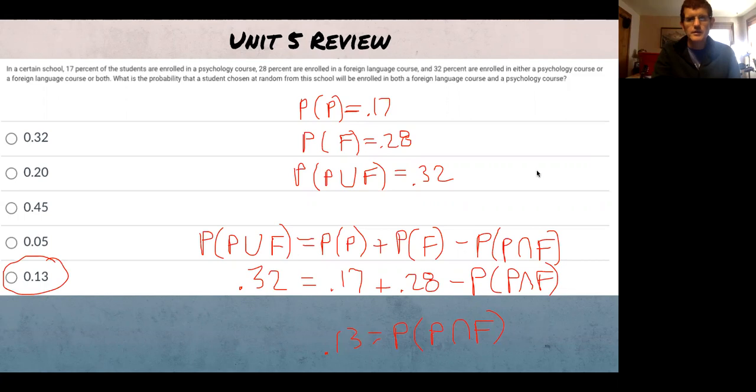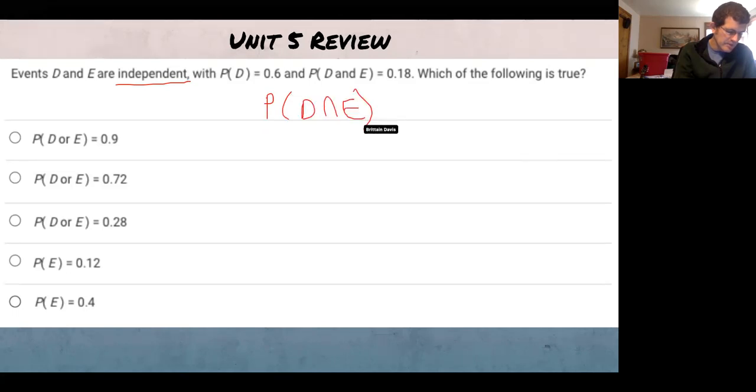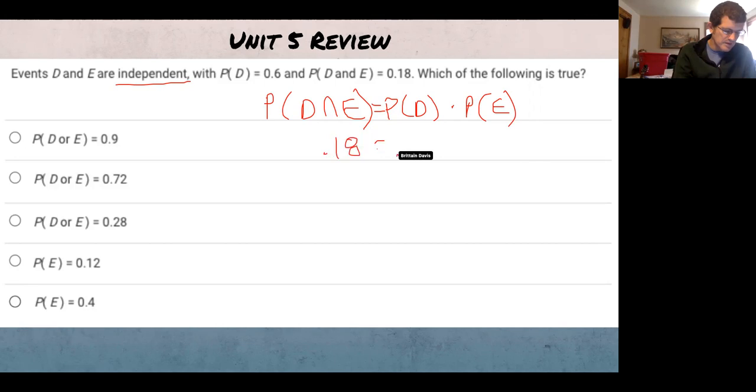Okay. Next one. This is one that, well, I mean, it might look difficult on the surface, but there's also a very easy mistake to make with this, and we'll go through that. We know that for independent events, the probability of D and E is going to equal the probability of D times the probability of E. And it tells me it's independent. So I know that 0.18 equals 0.6 times the probability of E. So when I do this to solve for E, I'm going to get the probability of E is 0.3.